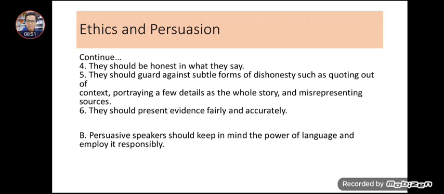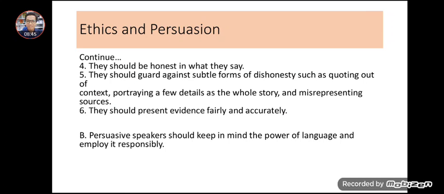And last one is public speakers should present evidence fairly and accurately. Don't take any wrong evidence, okay, or half-baked evidence, or half-baked story. No, take the evidence to support your points, to support your information fairly and accurately.